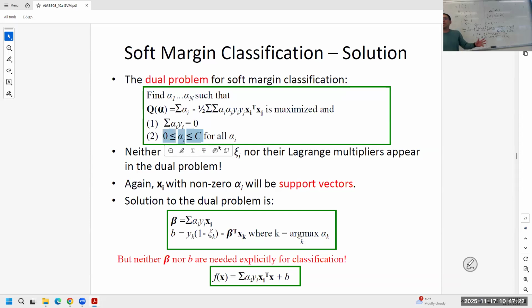That's the only difference. The slack variable psi_i and its Lagrange multiplier do not appear in the dual problem. So by introducing the slack variable, algorithm-wise it's almost the same. The only thing is adding an upper bound for your Lagrange multiplier alpha_i. Other things are the same.